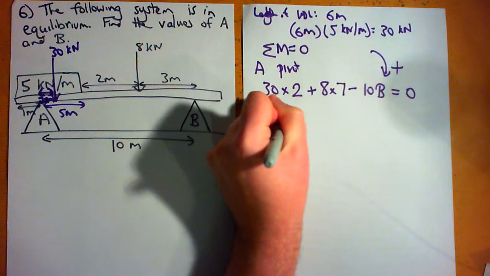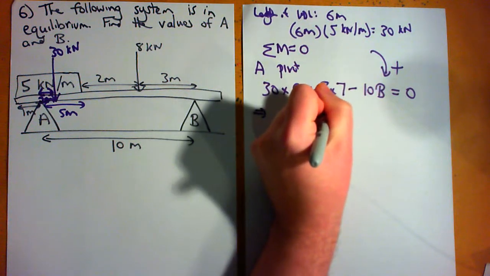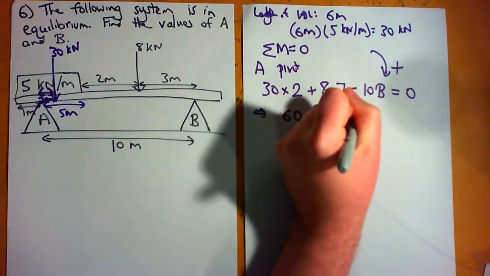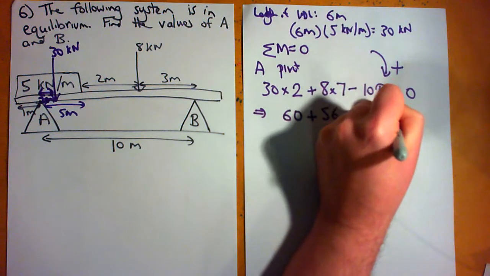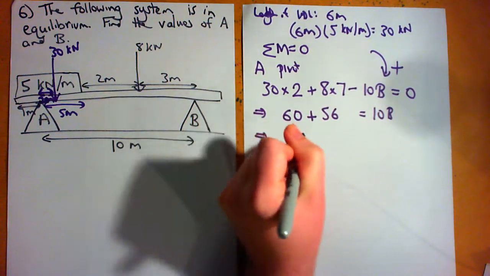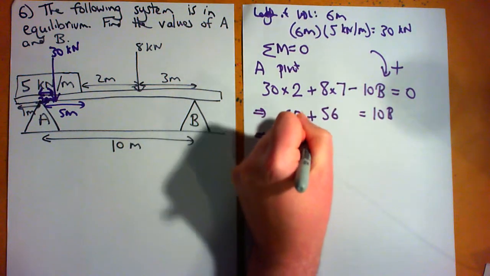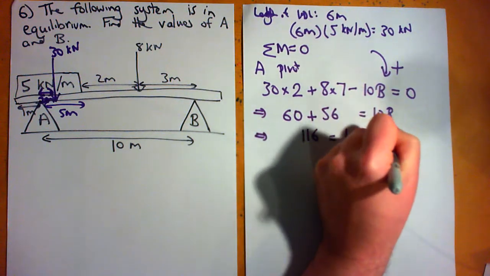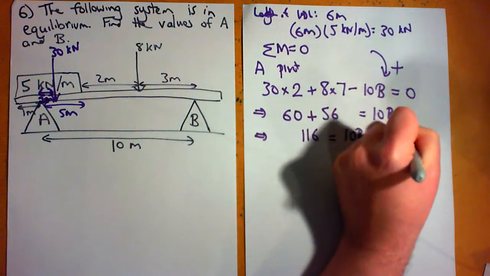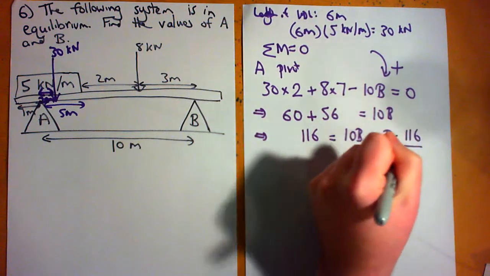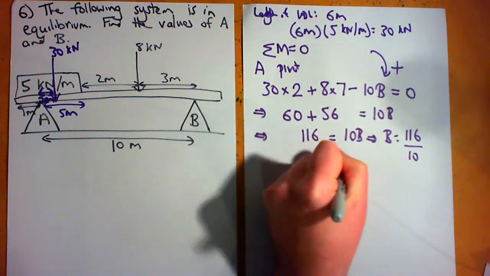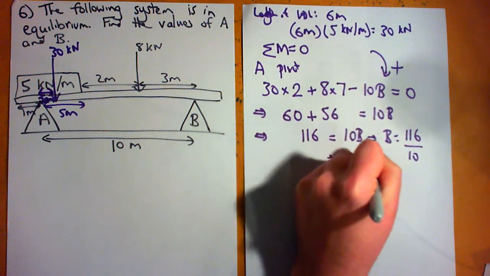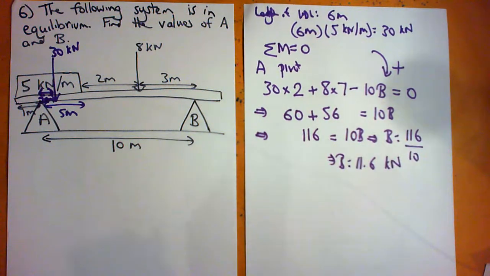So therefore 30 times 2 is 60, 8 times 7 is 56, equals 10B if we move that to the other side. So 60 plus 56 is 116, equals 10B, and therefore B is 116 divided by 10, so therefore we have B is 11.6 kilonewtons.